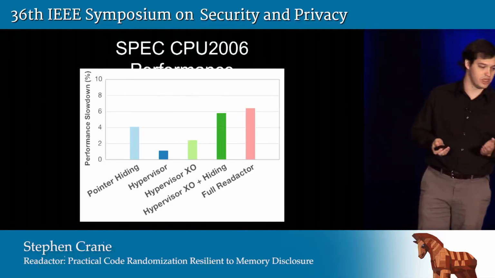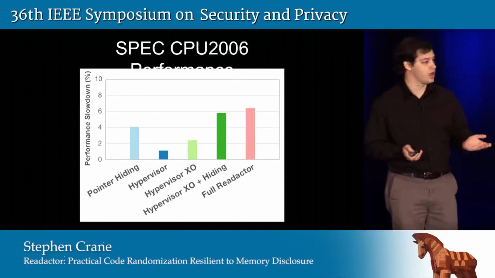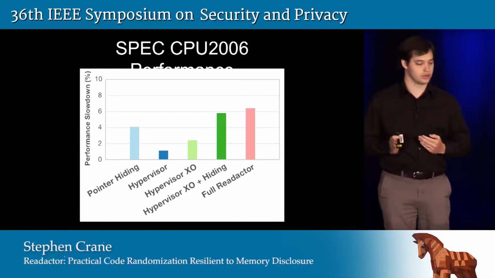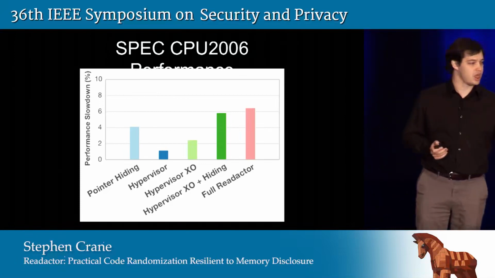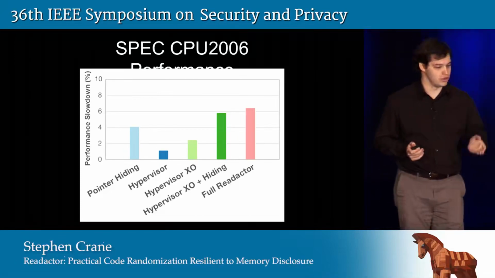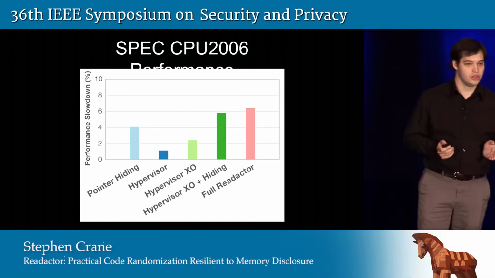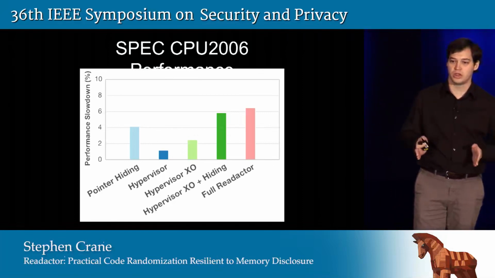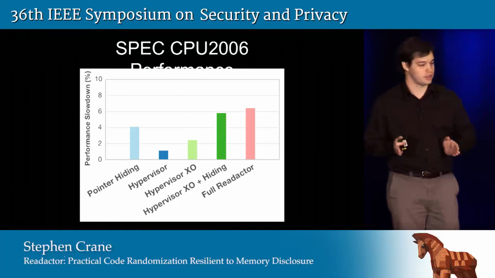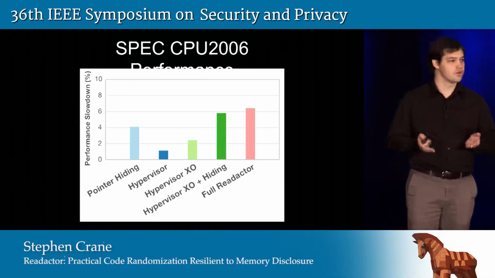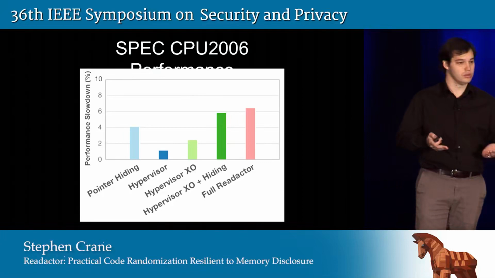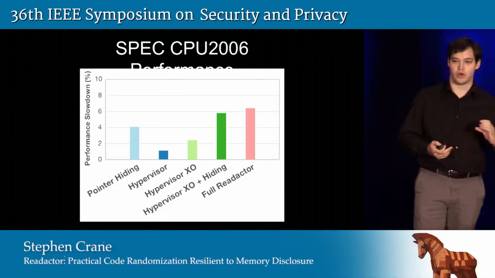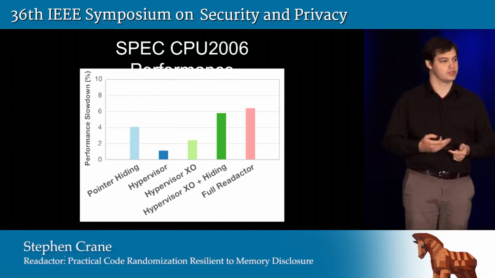So on the left in the light blue, we have code pointer hiding, which, to refresh your memory, protects against indirect disclosure, not direct disclosure. And this costs about 4%. So in the middle, in the light green, you can see the performance results for just implementing execute-only memory in hardware on x86. It costs a little over 2%. So in total, our overhead's 6.4%, but a large component of that is our novel protections against indirect disclosure.